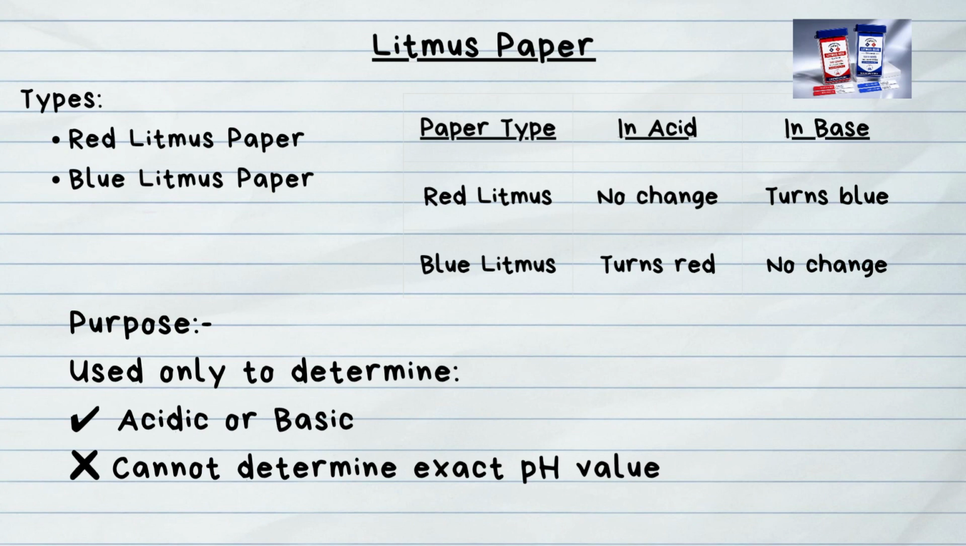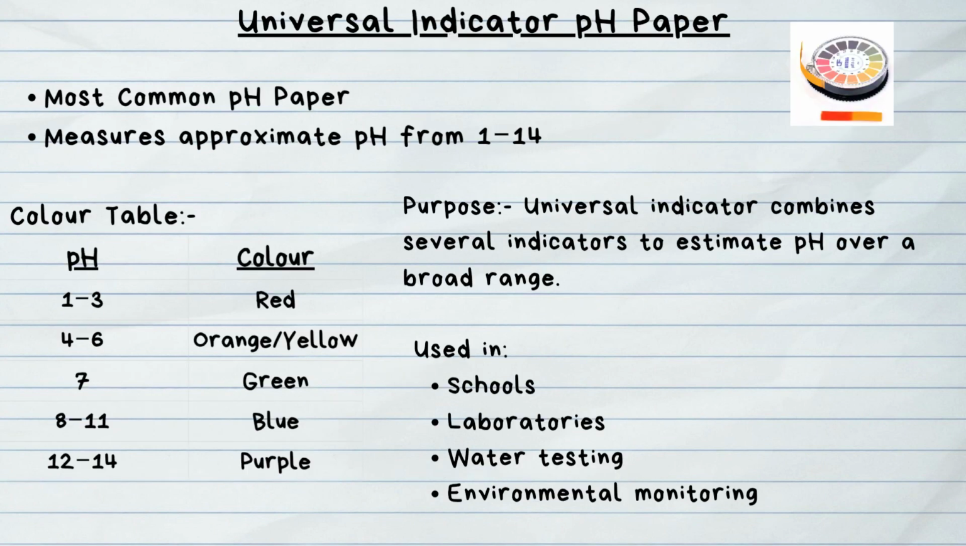That is why it is mainly used for quick identification. Now let's talk about the most commonly used pH paper, the Universal Indicator paper. This paper is very useful because it can estimate pH from 1 all the way to 14. And guess what? Different pH values produce different colors.